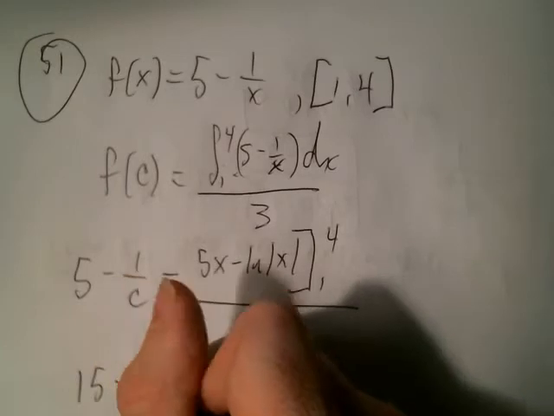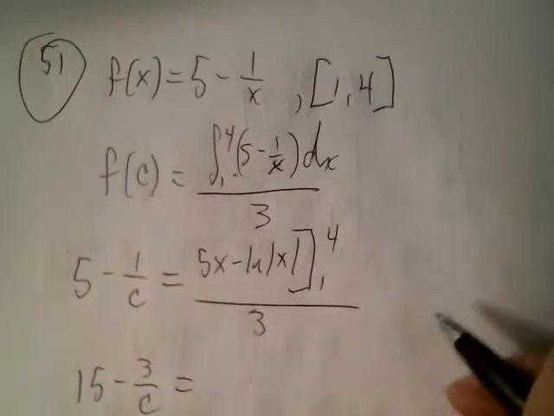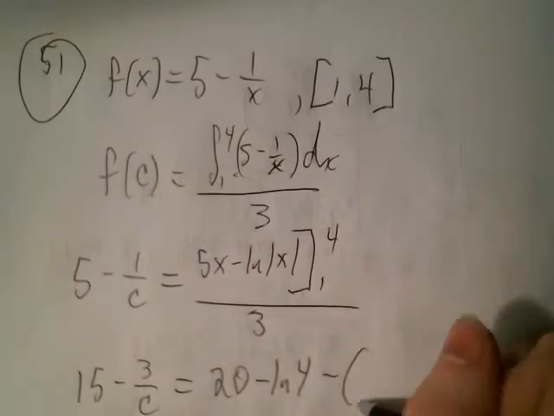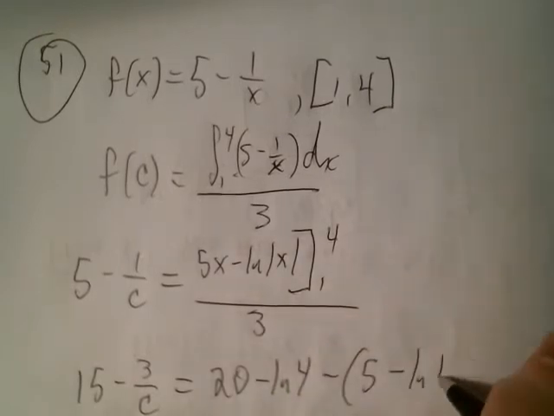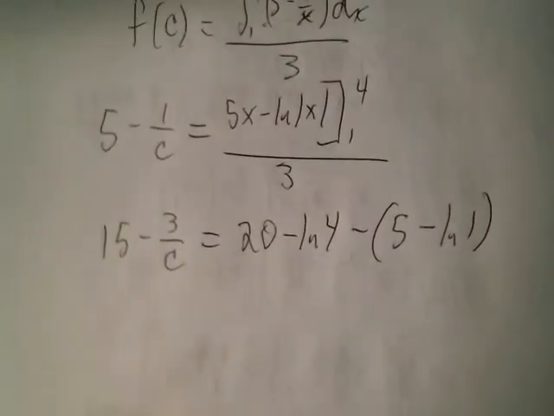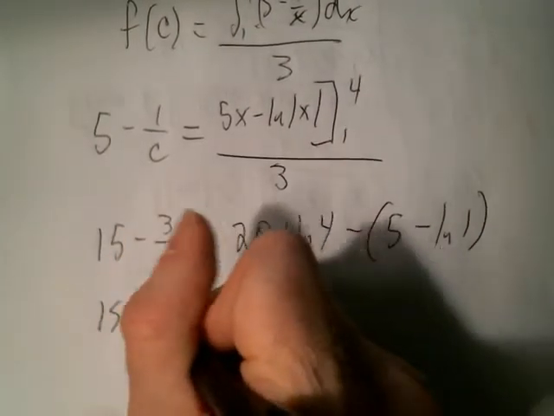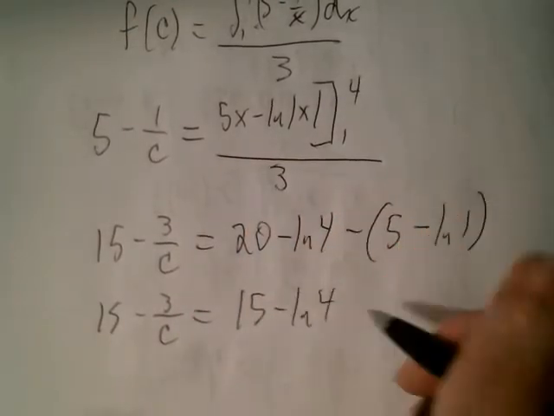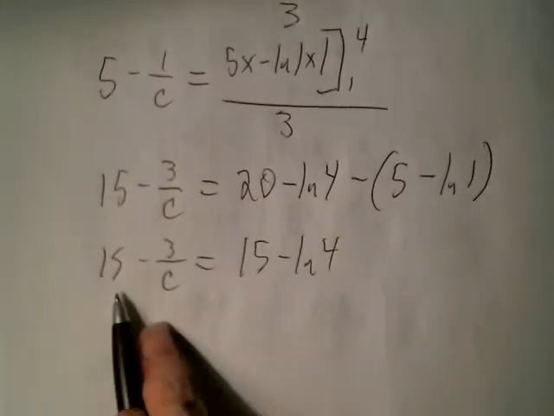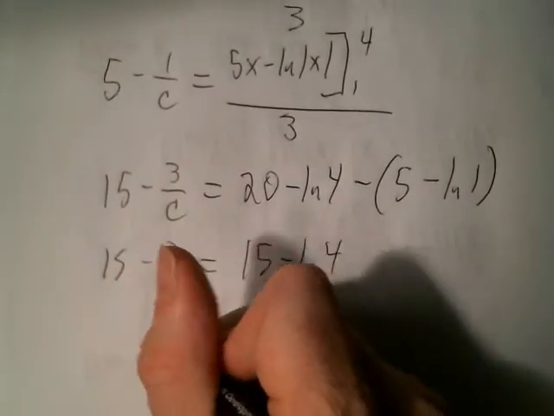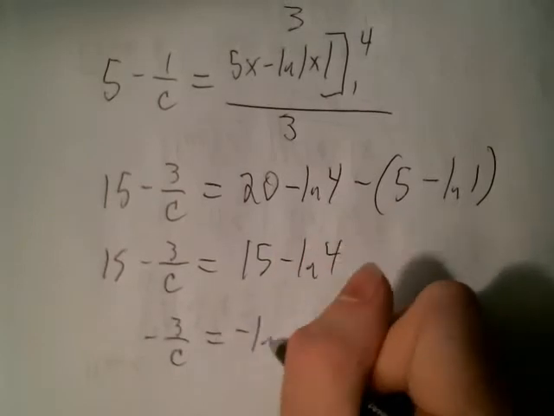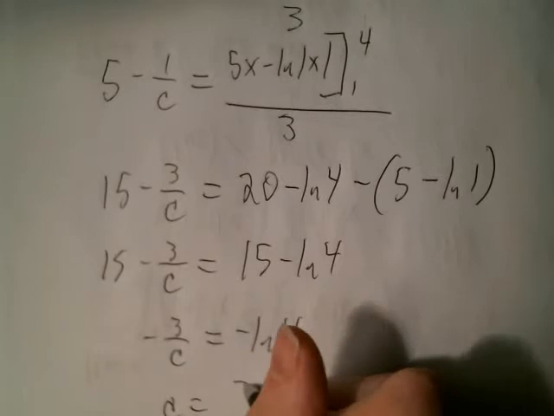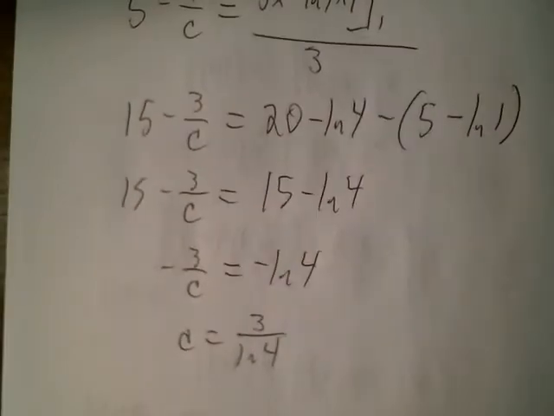I'm going to multiply both sides by 3. So 15 minus 3 over c equals, if I plug in 4, 20 minus ln of 4, minus 5 minus ln of 1. So 15 minus 3 over c equals 20 minus 5, which is 15, minus ln of 4. ln of 1 is 0. So I'm going to move the 15 over. I get negative 3 over c equals negative ln 4. Cross multiply, and so c will equal 3 all over ln 4.